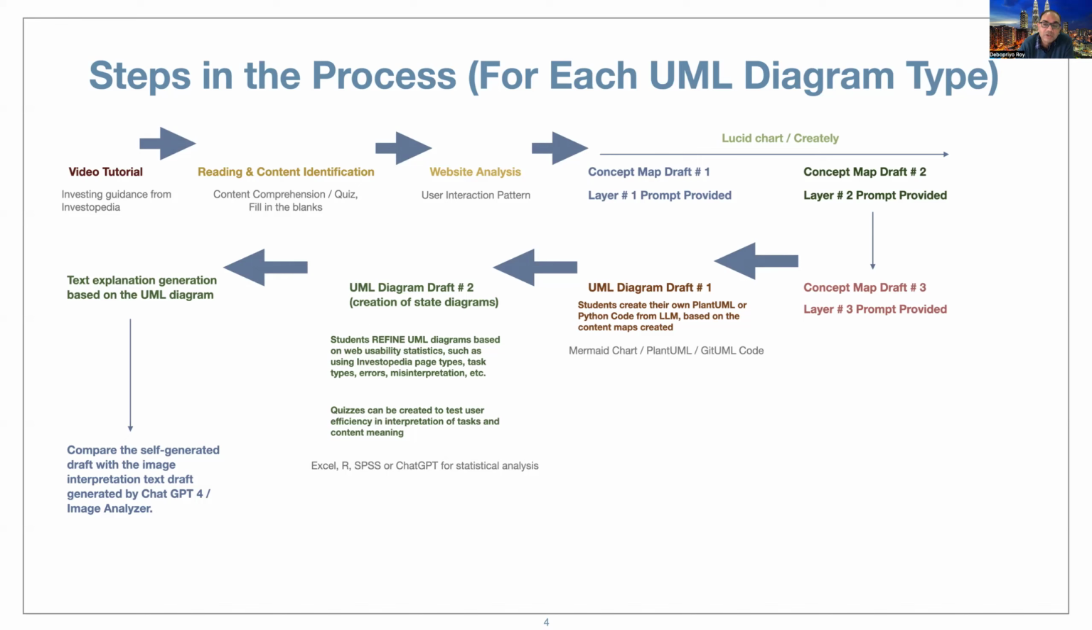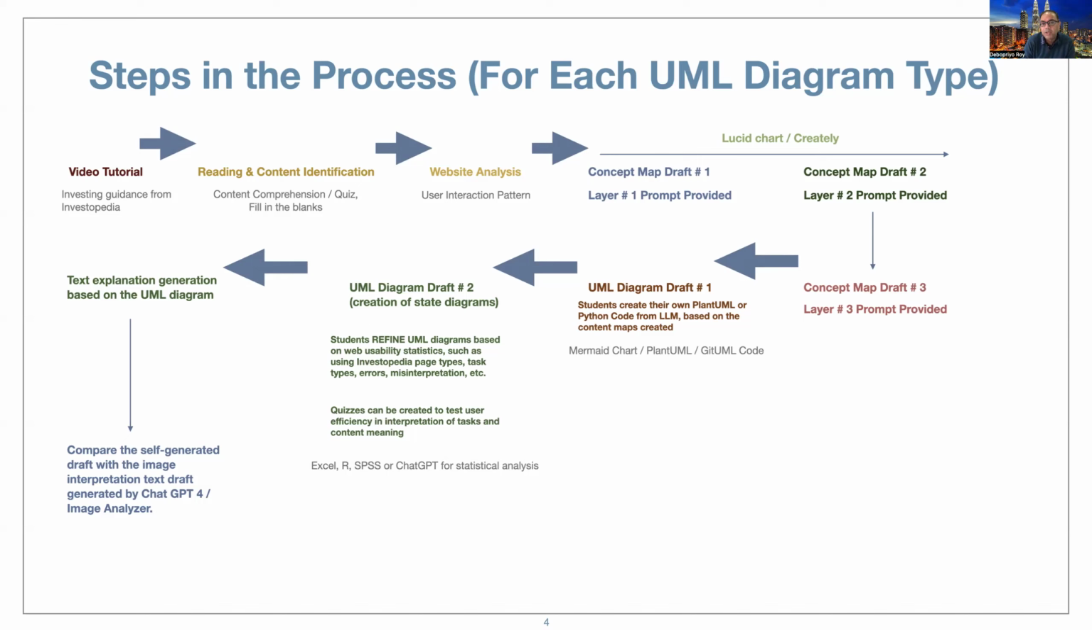All right. So anyway, move on from the concept maps, draft one, draft two, draft three, for which you have provided them specific prompts. Then you move on to the UML diagramming, like the class diagram, the component diagrams, the state diagrams, the sequence diagrams, the use case diagrams.